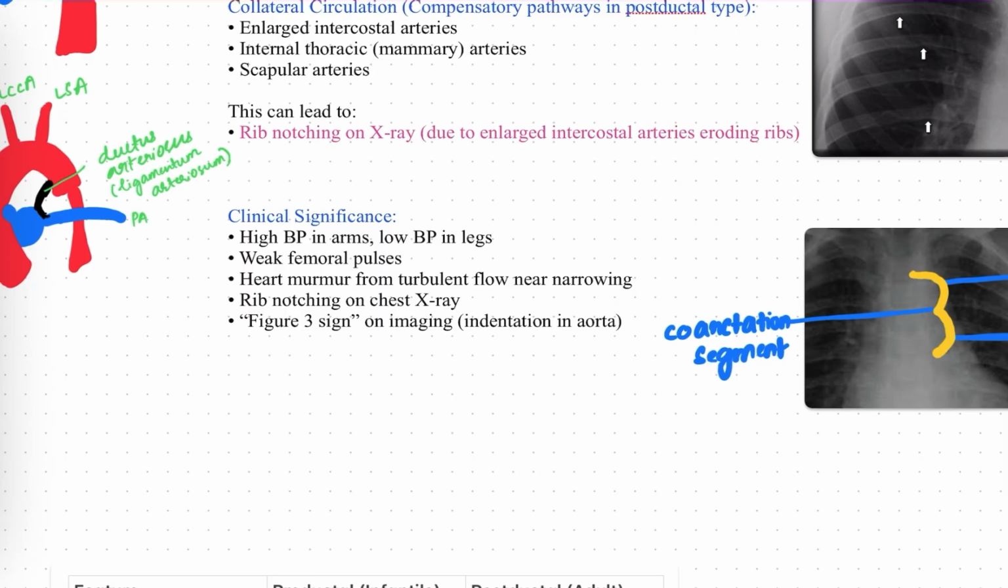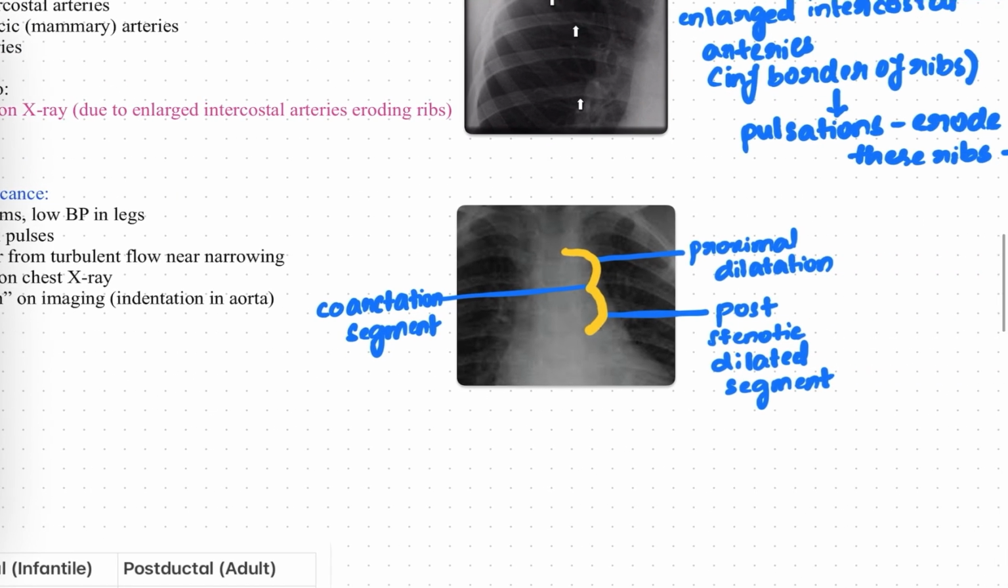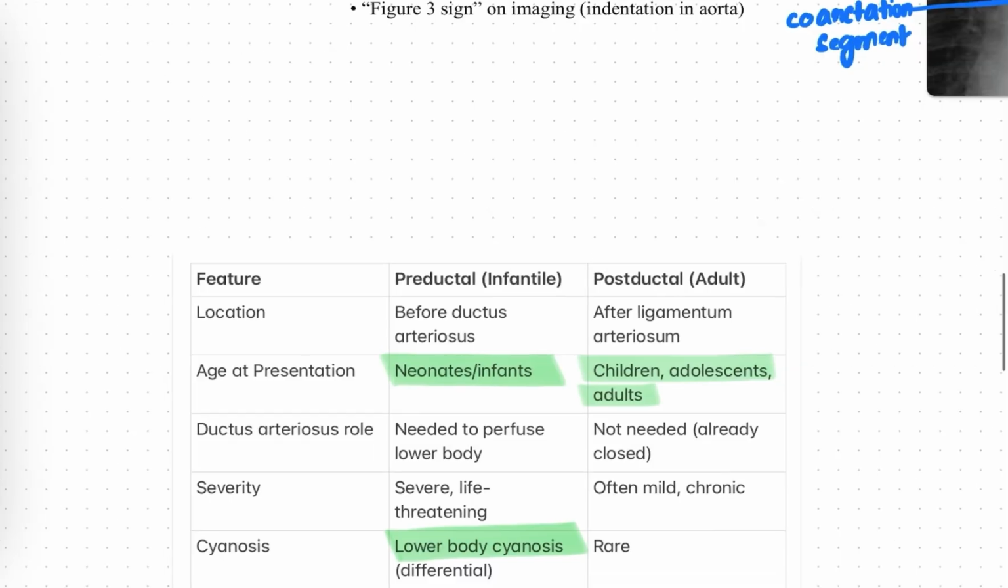Next is figure 3 sign on imaging, that is indentation of the aorta. This one we will generally see in aortogram or in the barium swallow. There is a figure of 3 sign. So the upper part is proximal dilatation, the central part, the notch, is the coarctation segment, and the lower part is a post-stenotic dilated segment. So this is the figure of 3 sign.